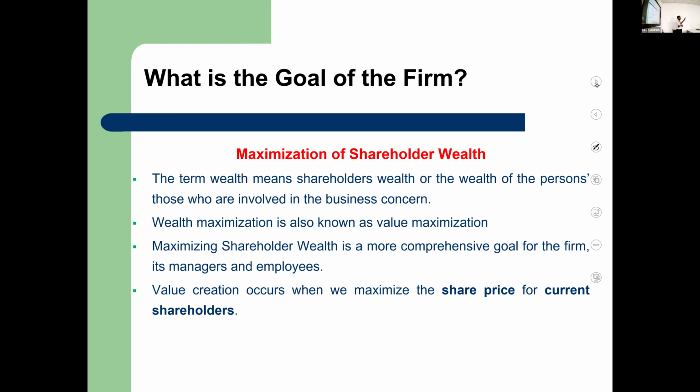Now you can link this with the example that we have discussed earlier. You both invested in a company for how much? 100. So today, after 1 year, you are still the current shareholder. You purchased for 100, but now it has increased to 150. Share price has maximized, right? This is the way you say your value has increased or wealth has maximized. Clear? Right.